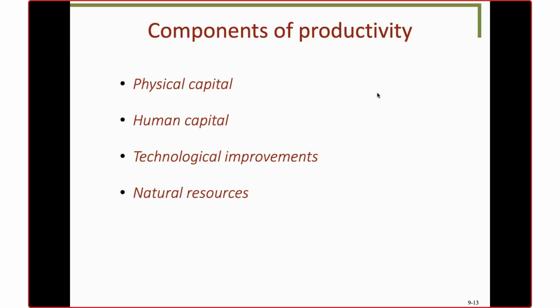Thirdly, we have technological improvement. Technological improvement refers to advances in innovation, research, and development, and the adoption of new technologies. These innovations can lead to more efficient production methods, which in turn boost productivity. As technology improves, processes become more streamlined, reducing waste and increasing output.